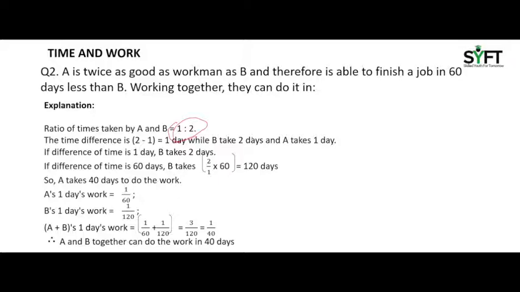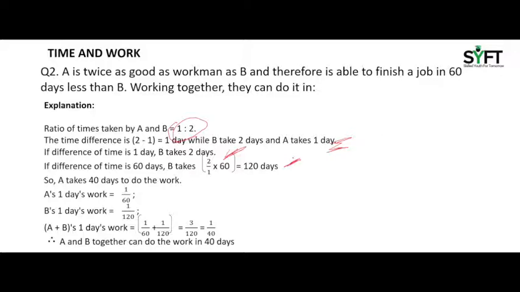The ratio of times taken by A and B is 1:2, because whatever work A can do, B will take twice that time. So obviously the ratio is 1:2. Now mark the time difference, which is 2 minus 1, that is 1 day. While B takes 2 days, A takes 1 day. If the difference of time is 1 day, B takes 2 days. If the difference of time is 60 days, B takes 2 by 1 into 60, that is 120 days.